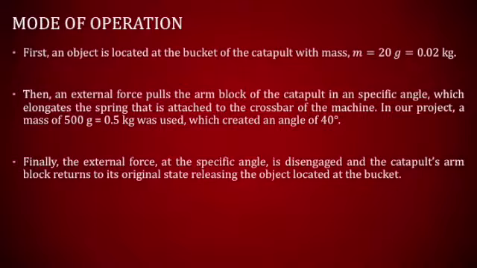Now we're going to proceed with the mode of operation. First, an object is located at the bucket of the catapult. It is worth saying that the mass of this object is known in order to proceed with further calculations. The mass of this object is 20 grams, which is equal to 0.02 kilograms, in order to proceed with international units. Then, an external force pulls the arm block of the catapult at a specific angle, which elongates the spring that is attached to the crossbar of the machine. Finally, the external force at the specific angle is disengaged and the catapult arm block returns to its original state, releasing the object located at the bucket.